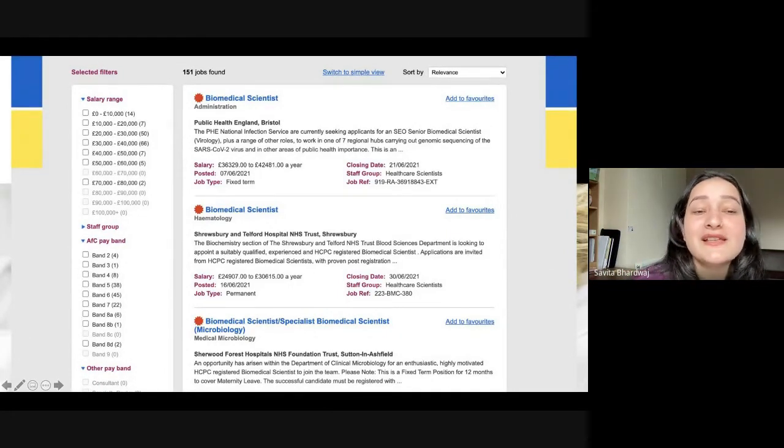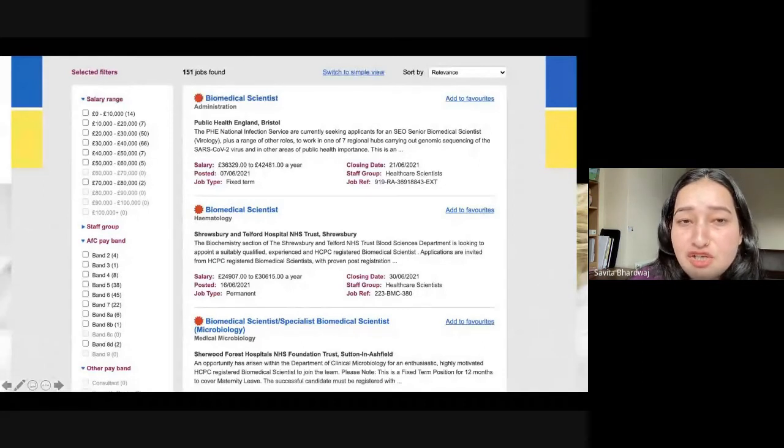Here you can see the salary range. Let me tell you one thing: before applying anywhere, you need to understand the requirement of the job. Taking the second option here, the biochemistry section of this trust hospital is looking to appoint a suitable, qualified, experienced and SCPC registered biomedical scientist. If you read the third, again, a highly motivated SCPC registered biomedical scientist in clinical microbiology. You can see the Department of Clinical Microbiology.